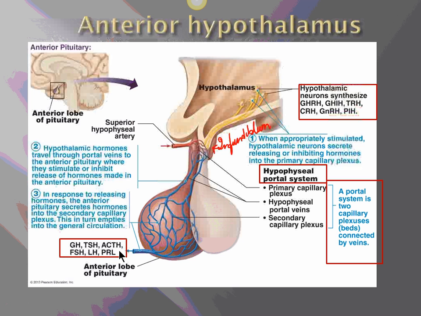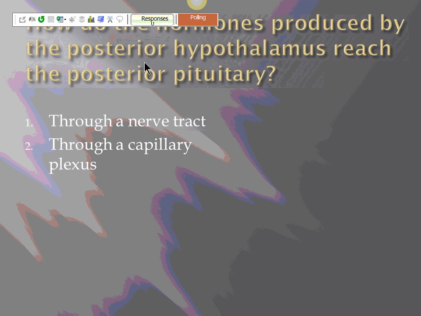Okay? So these cells in the anterior pituitary pour their secretions into the general circulation, and these then will go and act on the target organs. Okay? So let's look at this.